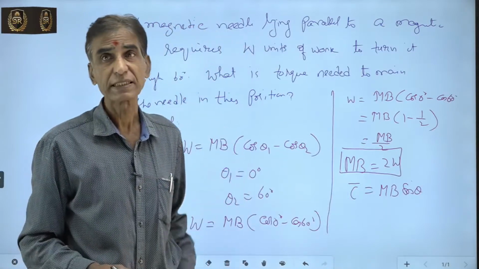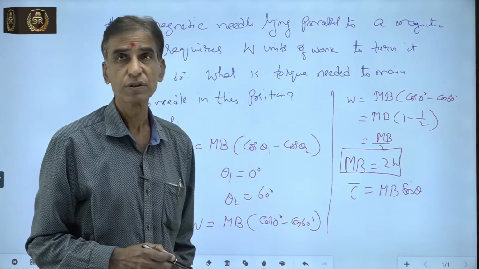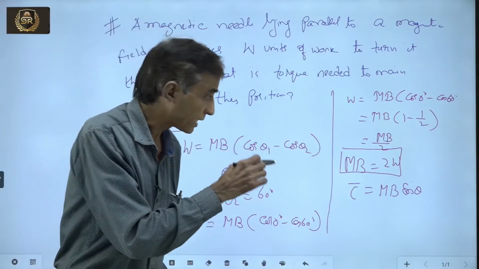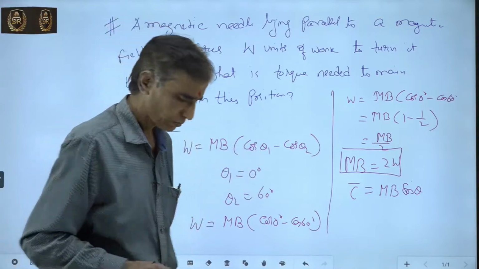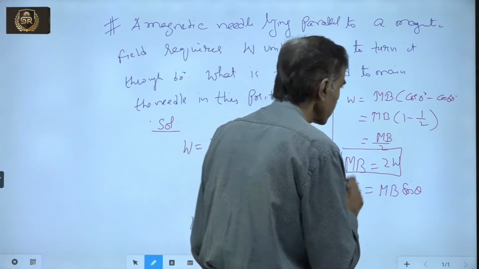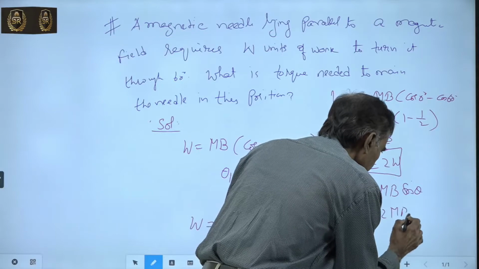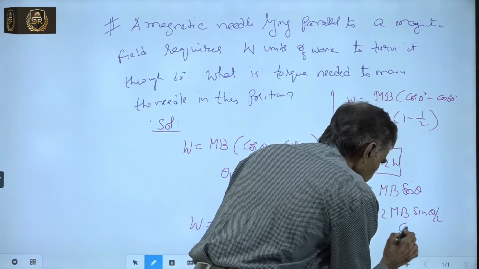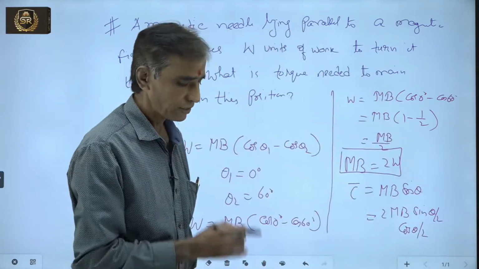So how to write that now? We know the cos value only. We don't know what the sin value is. So what will we do now? We will write sin theta as 2 sin theta by 2 cos theta by 2. So this is equal to 2MB sin theta by 2 cos theta by 2, isn't it?